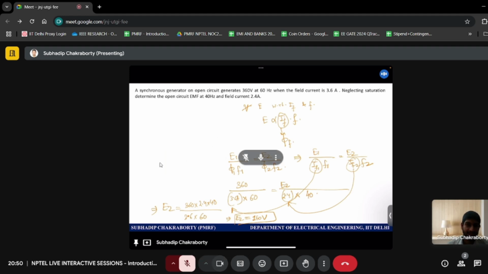So this is a simple problem testing your concept and the dependencies of the induced voltage in a synchronous generator. It was only testing how it is related to the frequency and field current, that is the flux. So just apply this concept and get the answer. Right? It is a direct problem. Obviously here we neglected the saturation effects, right?